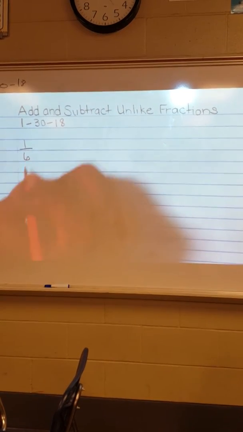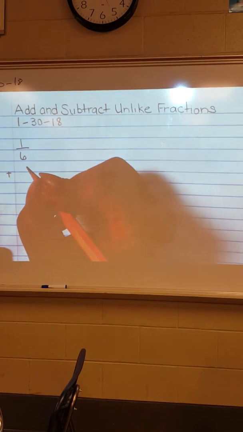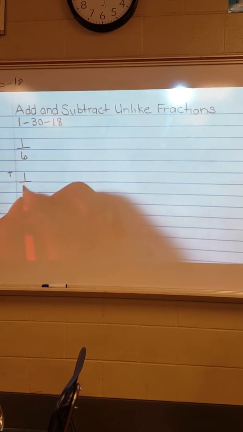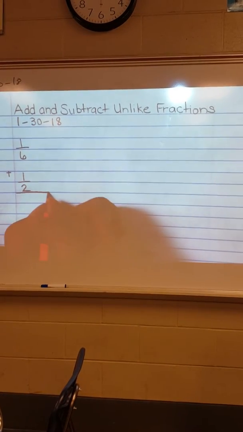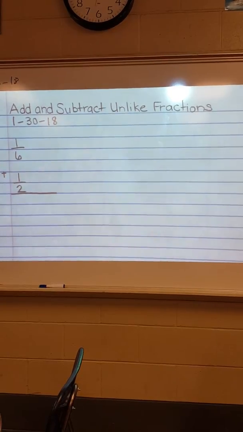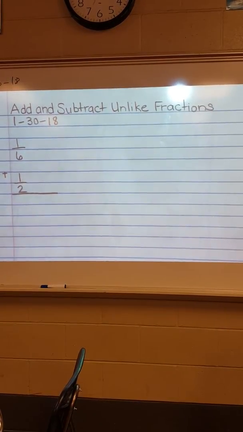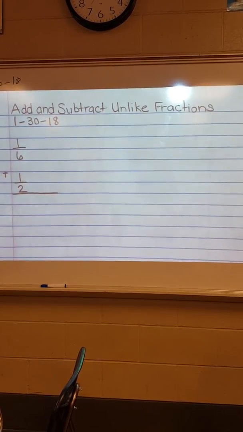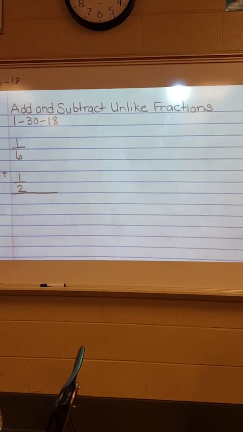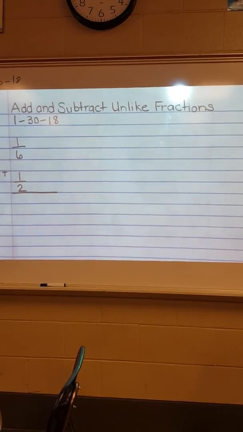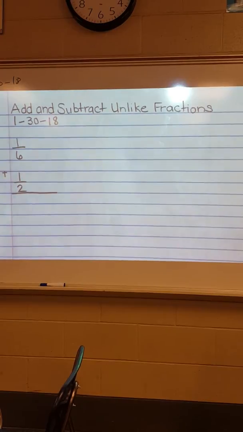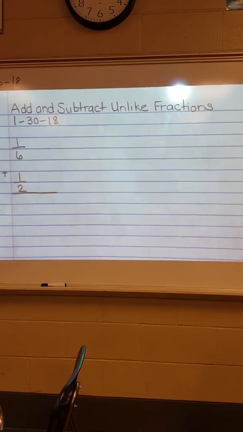1/6 plus 1/2. Take note that the denominators are not the same. So you cannot just go through and just add the numerators and add the denominators. We have to use some of the strategies that we have worked on earlier in the week.